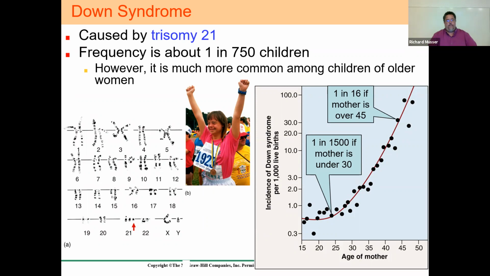The eggs divide better for a younger mother. So typically 1 in 1,500 mothers under 30 may have a child with Down syndrome, but it ends up being 1 in 16 for mothers over 45. And there's probably some, and I think this can also be related to really older fathers too, to some degree.